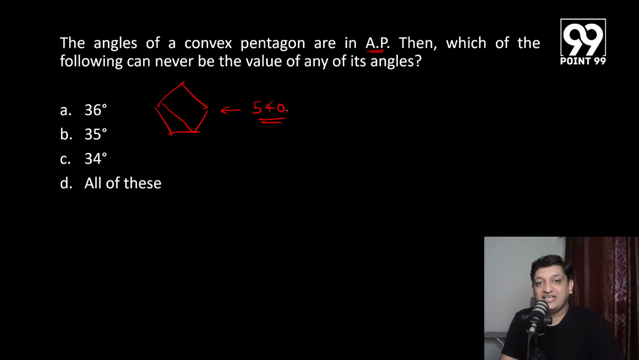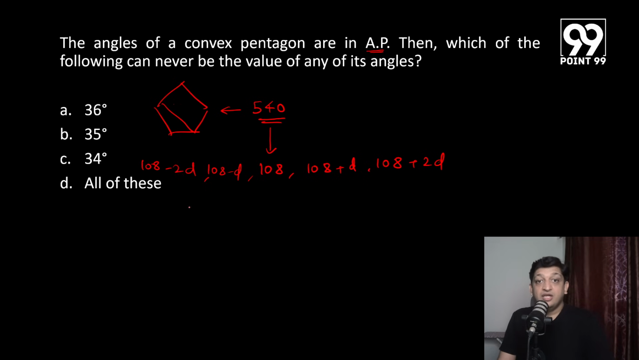If they are in an AP, the middle angle has to be the average. So 540 divided by 5, right? So the middle angle that I'm going to have is going to be 108. Let's say, for example, the 2 larger angles are 108 plus D and 108 plus 2D. And the 2 smaller angles are 108 minus D and 108 minus twice of D. Now we have to understand which can never be the value of any of its angles, and we have some very small numbers that are present here.